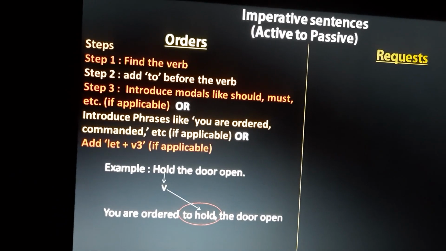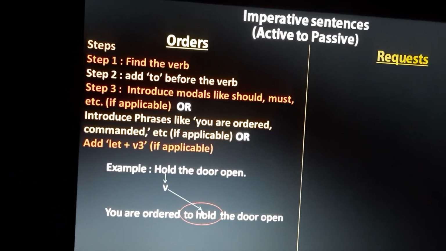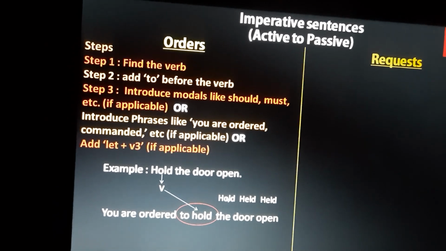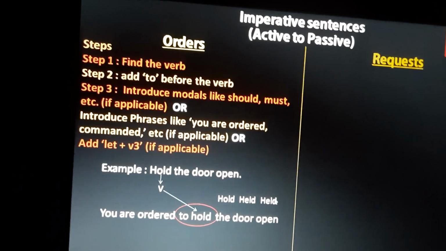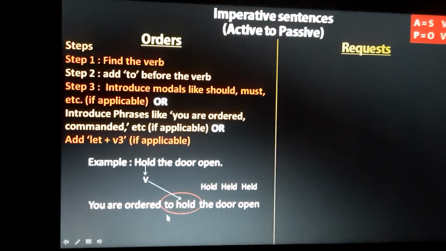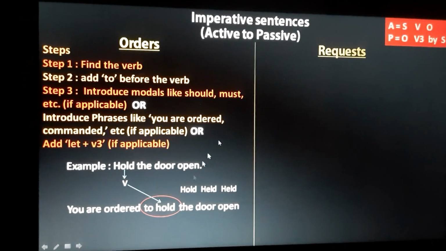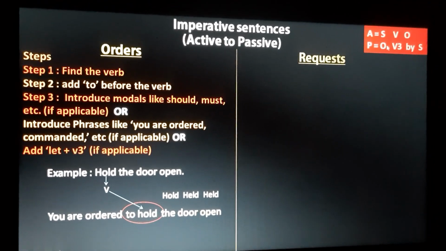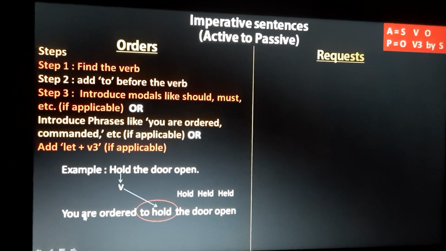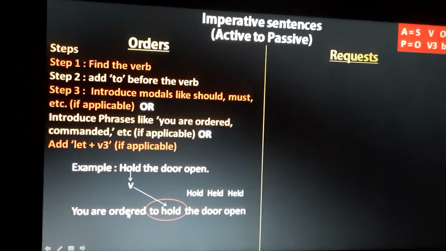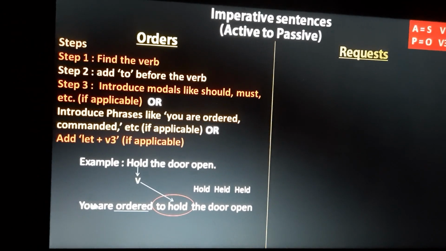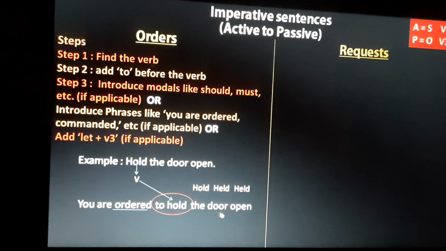To hold. Now here the verb is still in its V1 form. The other two forms of hold are hold, held, held. Now if hold here is in V1 form, how can this be a passive voice? Because look here, the formula of passive voice, we always have a V3. So we do have a V3 in this sentence, which is ordered, which we have introduced. So now this is a complete passive sentence.